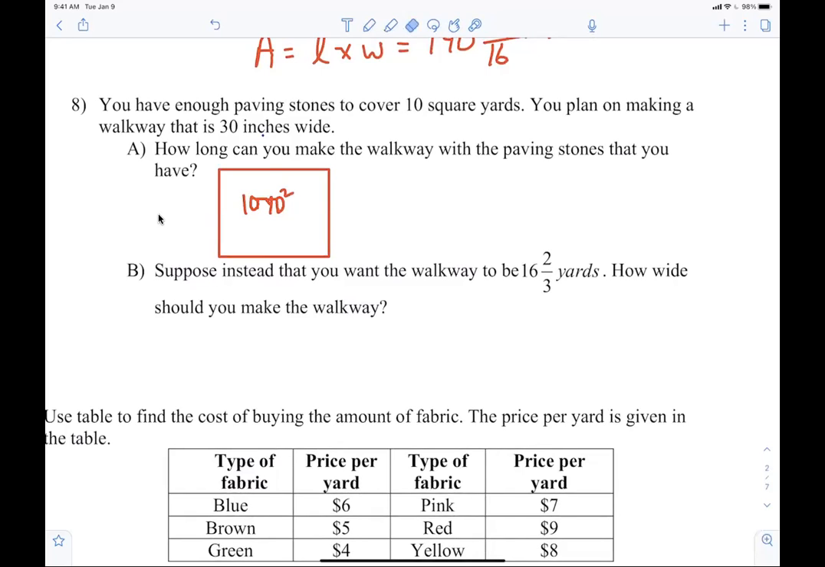Now, that's what I want you to draw first thing. I want you to draw a square and label it 10 square yards. Now at my house, I'm trying to build a walkway, right? So I have to convert that to a walkway. So I'm making it a walkway.